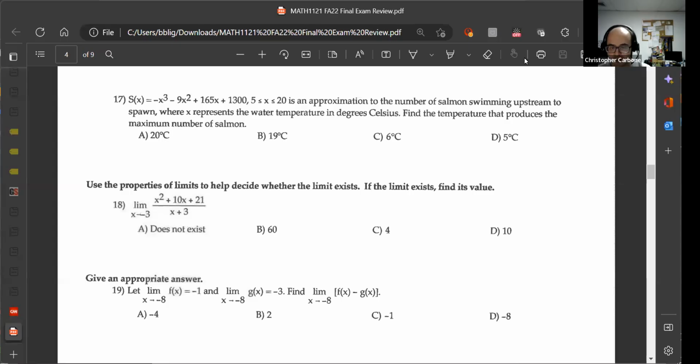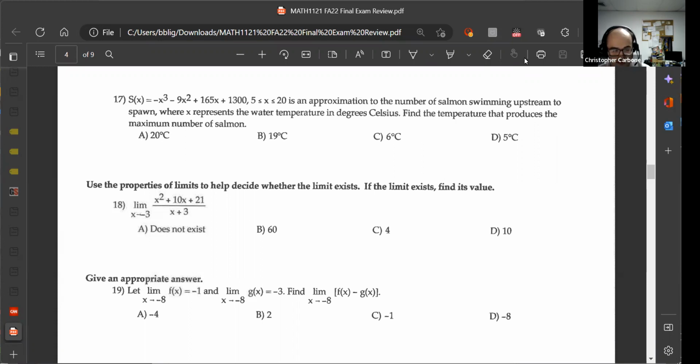Question number 17 for our final exam review with these multiple choice questions is that s of x is equal to negative x cubed minus 9x squared plus 165x plus 1300, with x being between 5 and 20 inclusive. It is an approximation to the number of salmon swimming upstream to spawn where x represents the water temperature in degrees Celsius. We want the temperature that produces the maximum number of salmon.